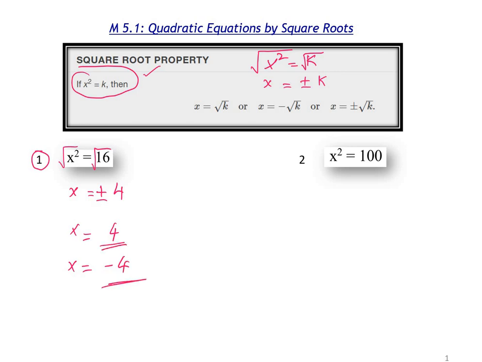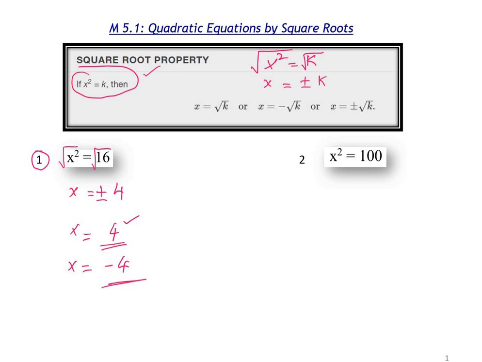Once we put the value x is equal to 4 in the given equation, x square, that means 4 square, is equal to 16. And if you put x is equal to negative 4, it will be negative 4 the whole square. That's again 16. So that will satisfy the given equation.